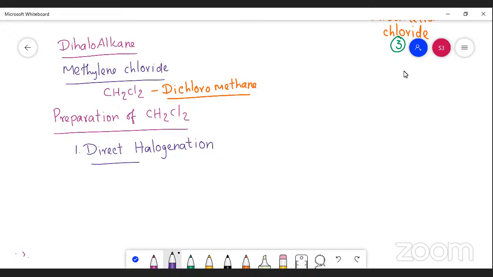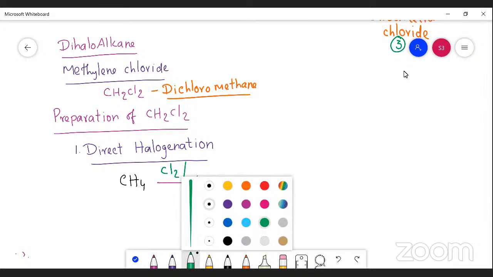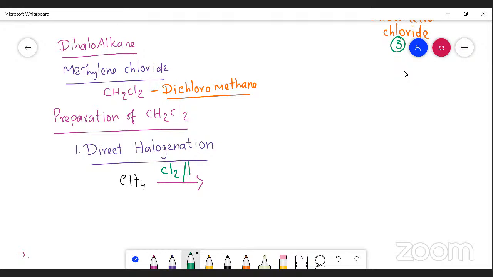What is direct halogenation? It is reacting directly with chlorine. We are taking methane, CH4. Methane is reacted with chlorine, that is Cl2, in presence of hν. What is that here? hν is nothing but a photon. It is a photochemical reaction. Only in presence of sunlight the reaction is fast. So it is the photochemical reaction.